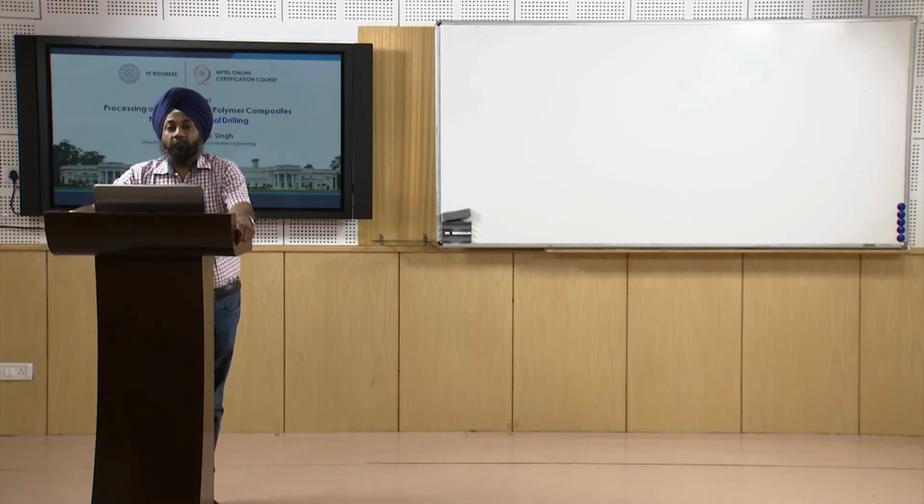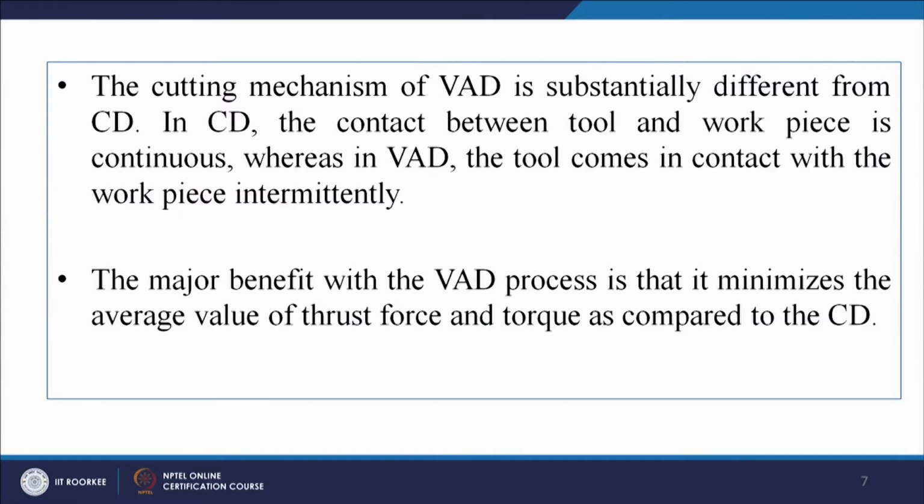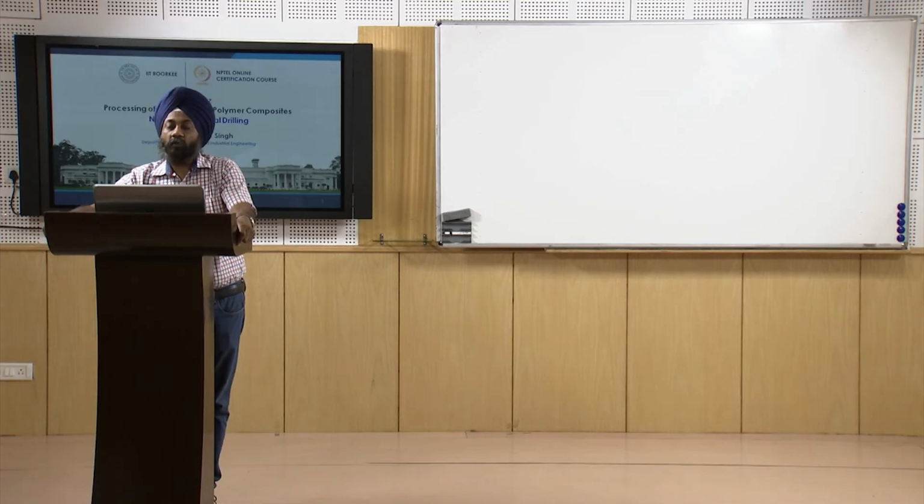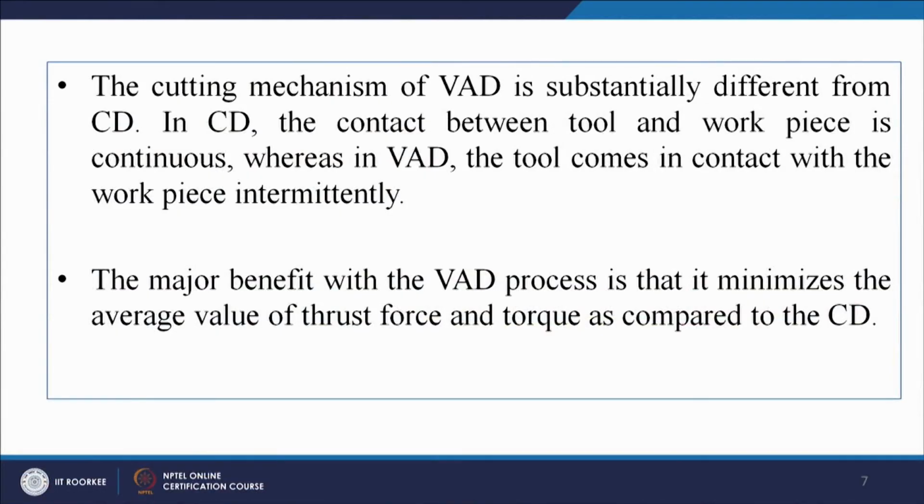The cutting mechanism of vibration assisted drilling is significantly and substantially different from conventional drilling. In conventional drilling, the contact between the tool and the workpiece is continuous, whereas in vibration assisted drilling, the tool comes in contact with the workpiece intermittently, which I have already explained. The major benefit of the vibration assisted drilling process is that it minimizes the average value of the thrust force and torque as compared to conventional drilling.